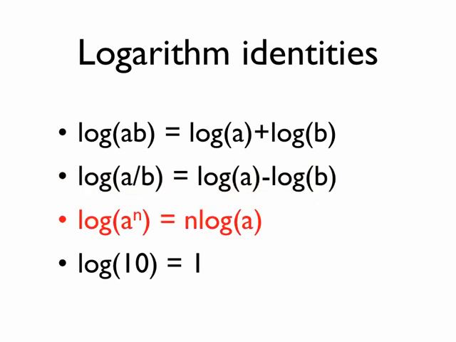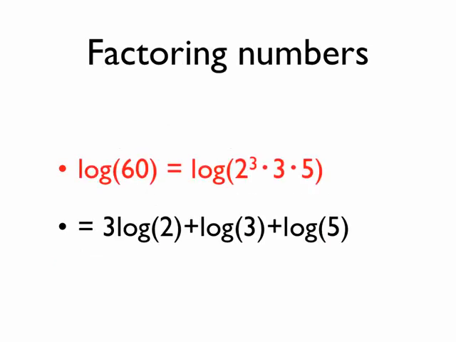When you raise a number to a power, a to the n, then the log of that is n times the log of a. And finally, the log of 10 is 1 because we're working in log base 10. All right, so if you want to calculate the log of a number, like log of 60, one way to go about doing that is to factorize the number. So you can break down 60 into 2 to the third times 3 times 5. And using the log identities that we had earlier on, log of 60 is just 3 log 2 plus log 3 plus log 5.